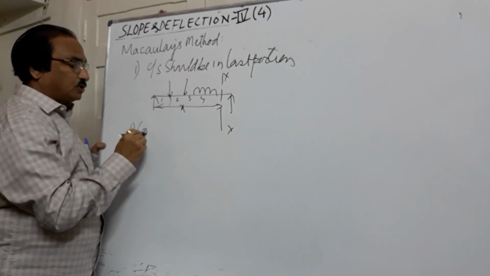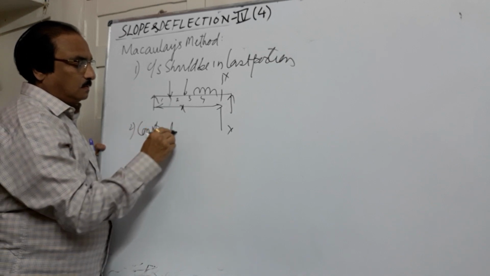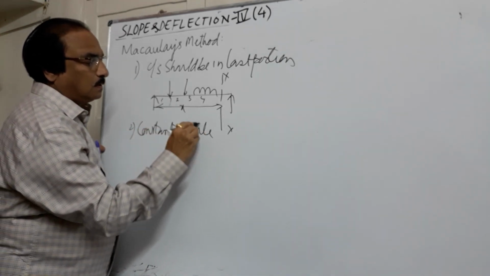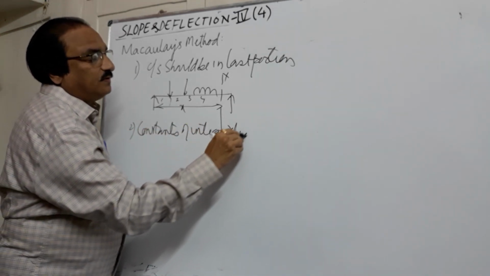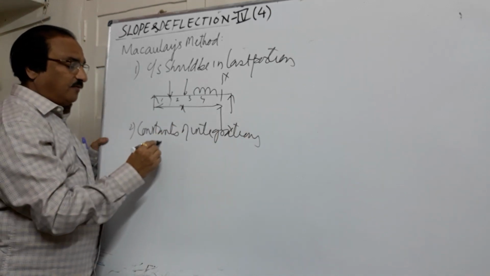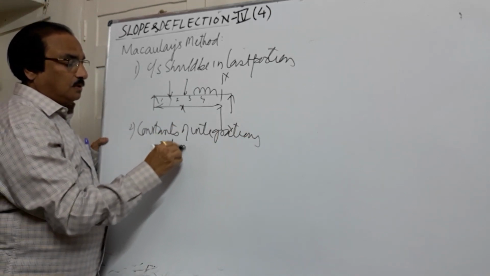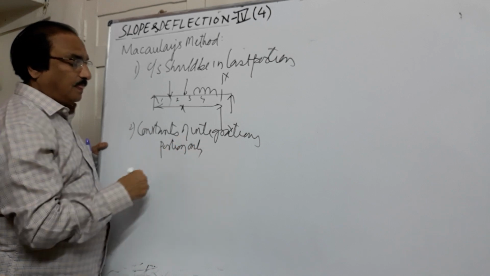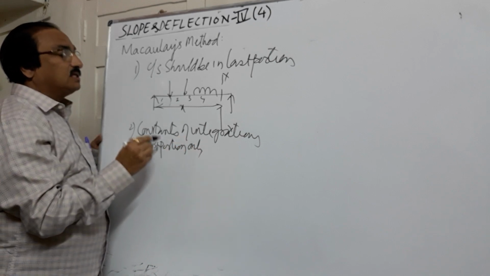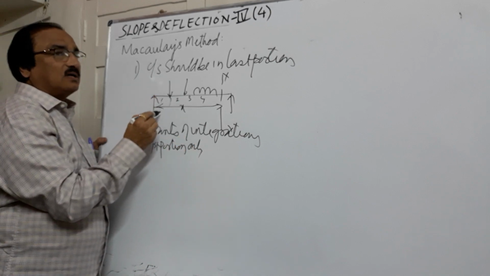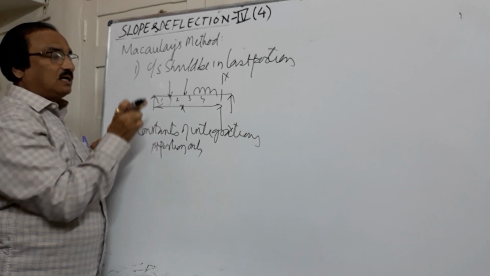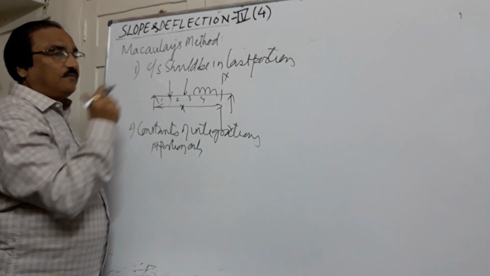Second is constants of integration. Constants of integration should be written in the first portion only. First portion only means whatever portion we are writing, C1 constant, C2 constant, whatever we are getting, we should write those constants in the first portion only.